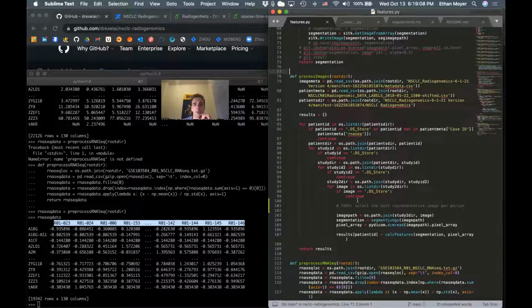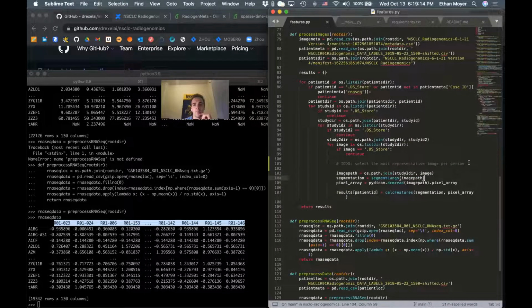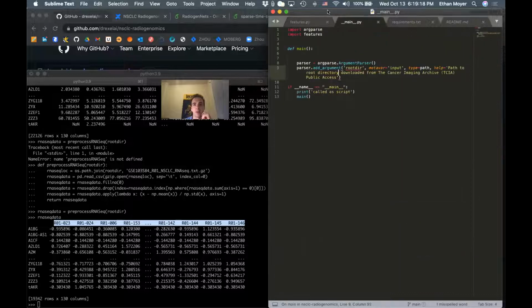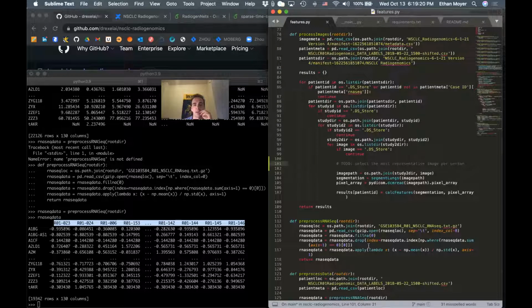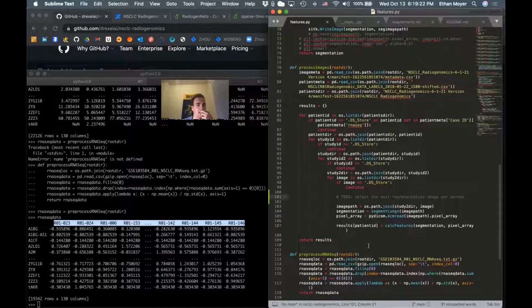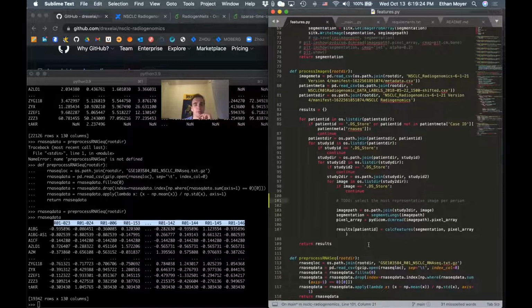But just to reiterate, right now, next order of business is selecting the most representative image per person, and then it's just some software development stuff on my side to make this easy for people to reproduce.